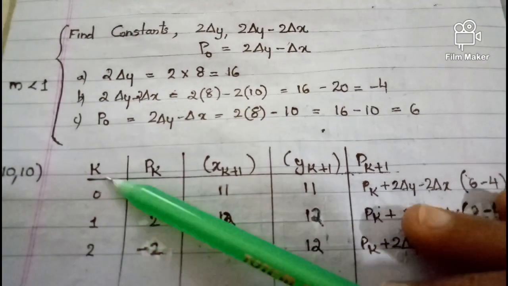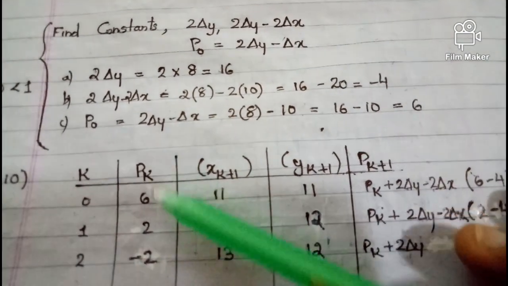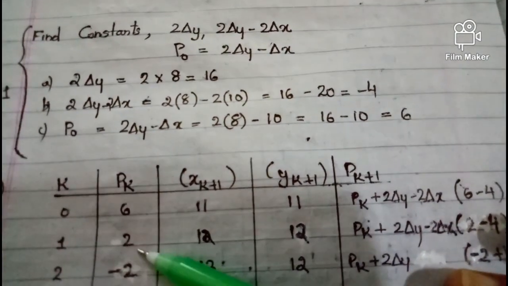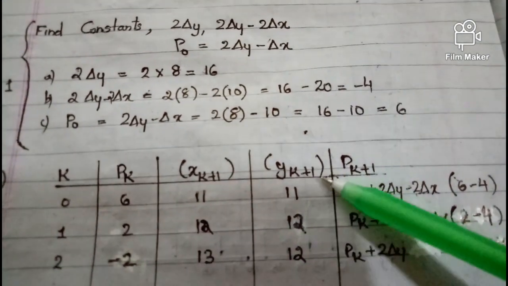So in the next row k is 1, and the present value of pk is 2. Again repeat the process. If pk is positive, x will increment, y will increment.